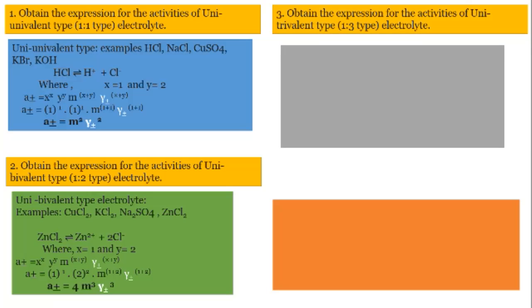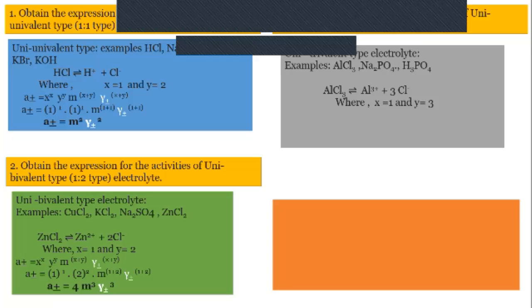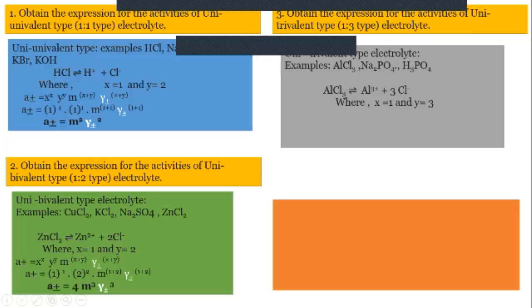Similarly, we have to talk about the activity of the 1:3 type electrolyte, or the unitrivalent type of electrolyte. Examples are AlCl3, Na3PO4, H3PO4. If you take AlCl3, it will dissociate as Al3 plus and 3Cl minus. Then x is equal to 1 and y is equal to 3. Number of cations is equal to 1, number of anions is equal to 3.